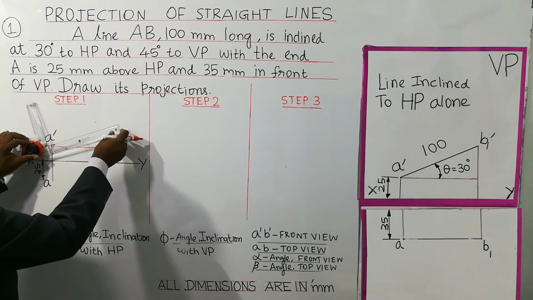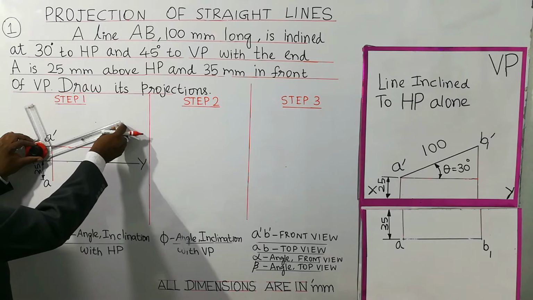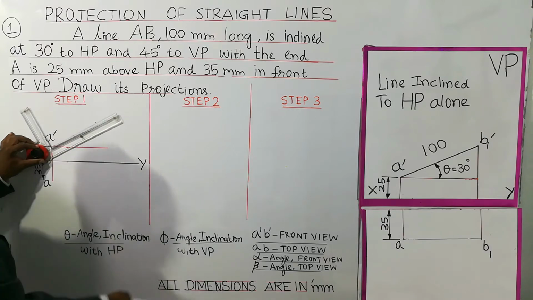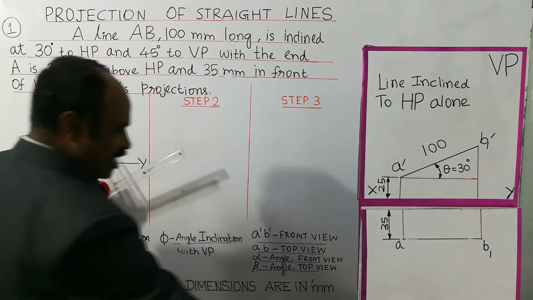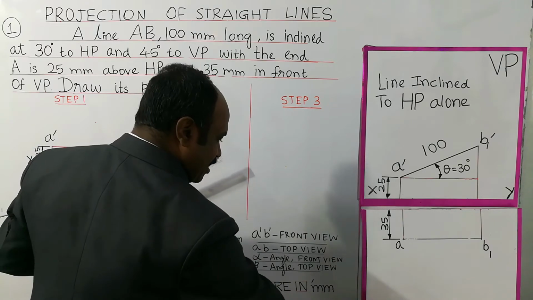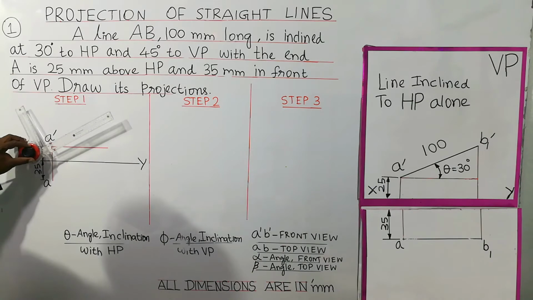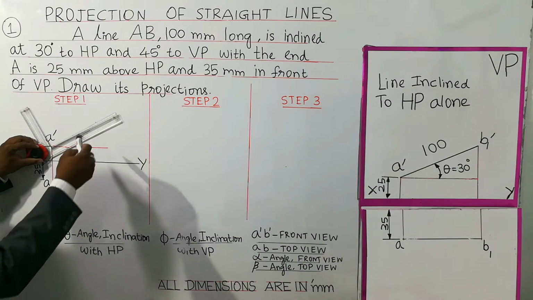Reduce your drafter scale, rotate it anticlockwise, and adjust the scale so that you can join the marked point and A dash. The length of the line in the front view, which is the true length, shall be seen in the front view as 100 mm, as given.